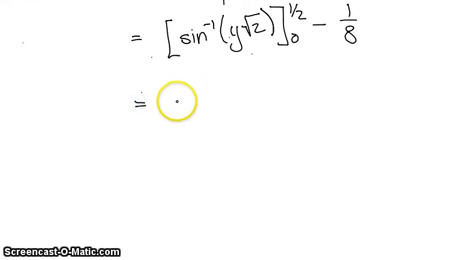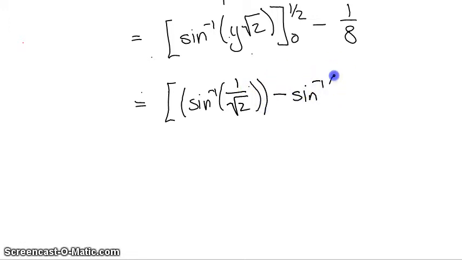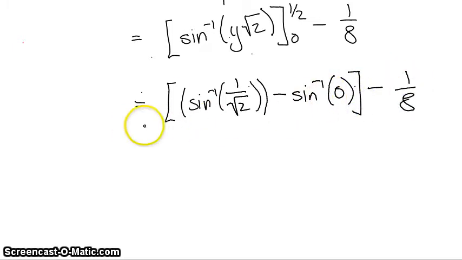So what do we get? The first thing we're going to do then is substitute in our values. So we get sine inverse of, substitute in a half, you get root 2 over 2, or actually if we were to simplify that slightly, put in something that looks a bit more like a trig answer, that's 1 over root 2, minus the inverse sine of 0, right? And then minus 1 over 8. So now it's just a matter of evaluating this.